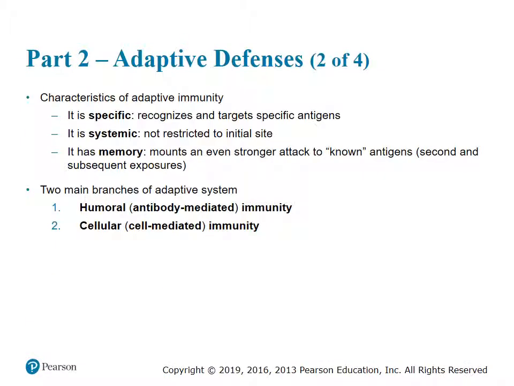Okay, so here are some characteristics of adaptive immunity. Number one, it's very specific, and we just talked about specificity. It's got specific antigens, and we're going to talk in good detail about specific antigens. Number two, it's systemic.